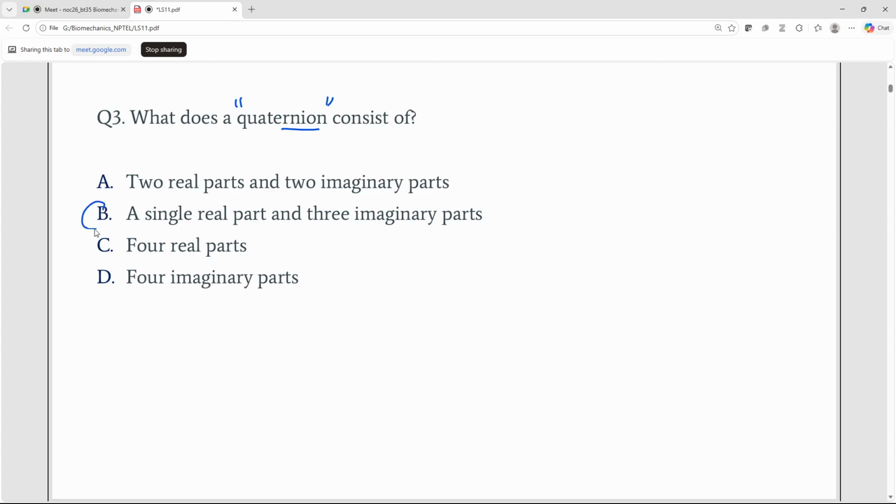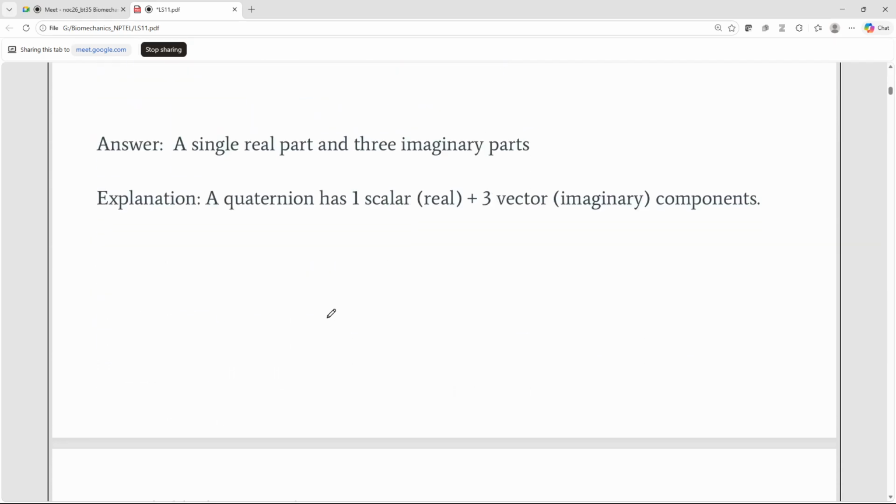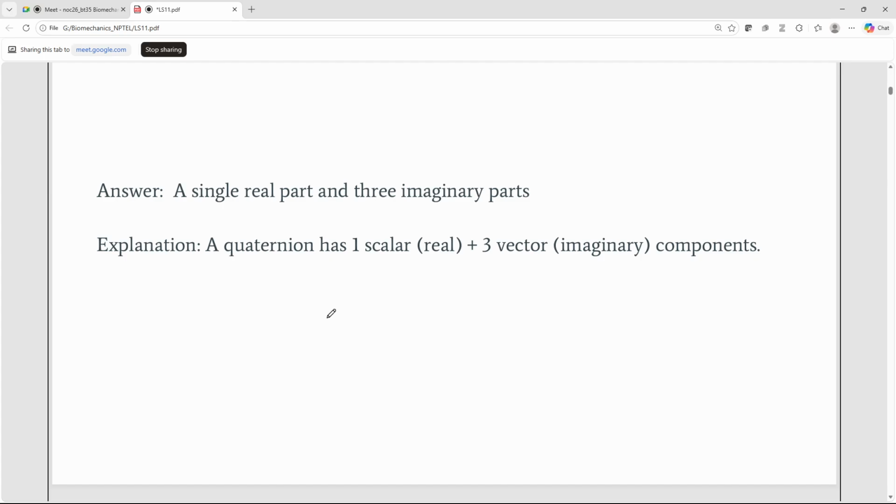Correct answer is option B. It is a single real part and three imaginary parts. A quaternion has one scalar, that is a real part, and three vectors, which are the imaginary components. Answer is option B.